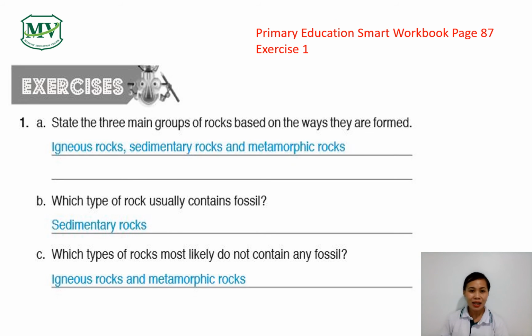Letter A. State the 3 main groups of rocks based on the ways they are formed. So we have igneous rocks, sedimentary rocks, and metamorphic rocks. Let's go to letter B. Which type of rock usually contains fossil? So what's your answer? We have sedimentary rocks. And letter C, which types of rocks most likely do not contain any fossil? So we have igneous rocks and metamorphic rocks.